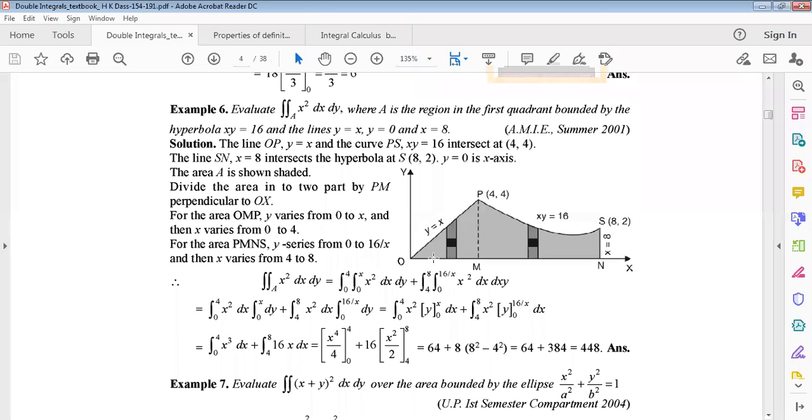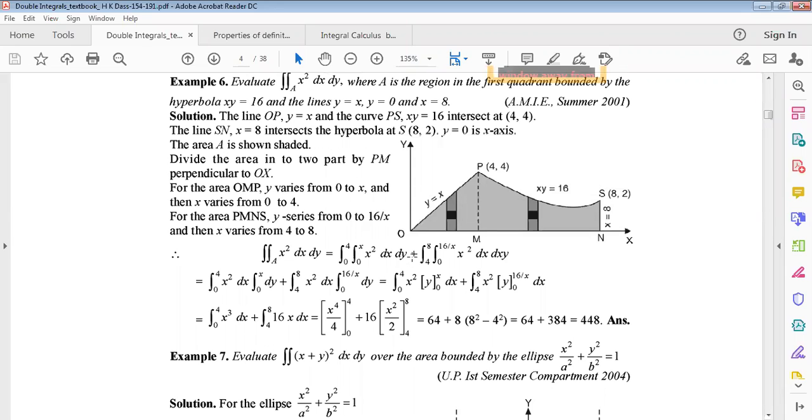Actually there are two parts. One is the triangle part and the other part looks like a trapezium. That means we have to divide it into two parts: the first area is this one and the second area is this.